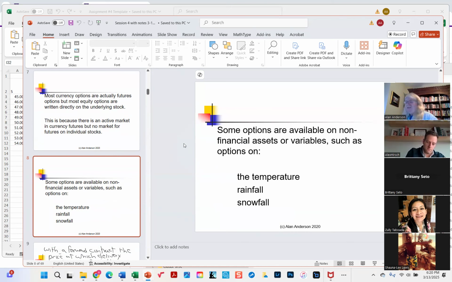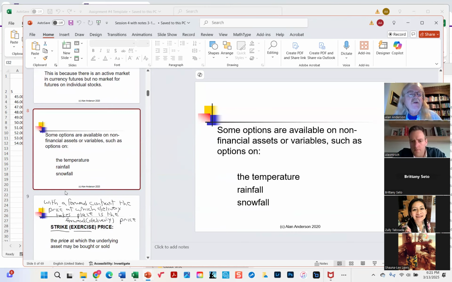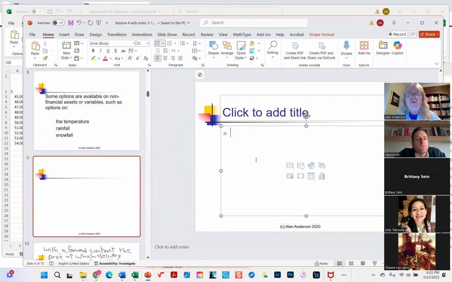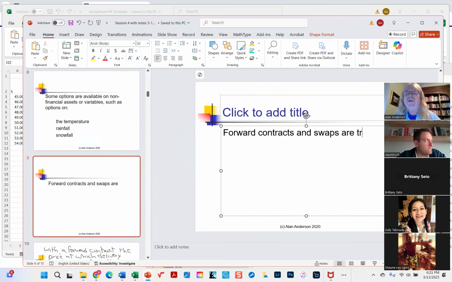Now, the reason why this is possible is because here's one of the unique features about options, which you don't see with the others. I think we've already mentioned this, that forward contracts and swaps are traded in the over-the-counter market. Actually, I shouldn't say traded. They're not really traded. They're negotiated in the over-the-counter market, which means directly between counterparties. You're basically just negotiating terms and conditions.